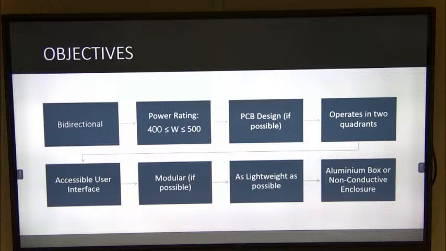An accessible user interface, which would mean that dials, displays for the customer or anyone that is going to operate the device, so that they can understand the device itself and operate it without any problem. It to be modular, as lightweight as possible, and have an aluminum box or non-conductive enclosure.